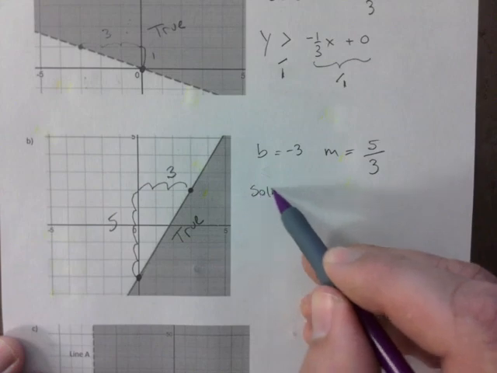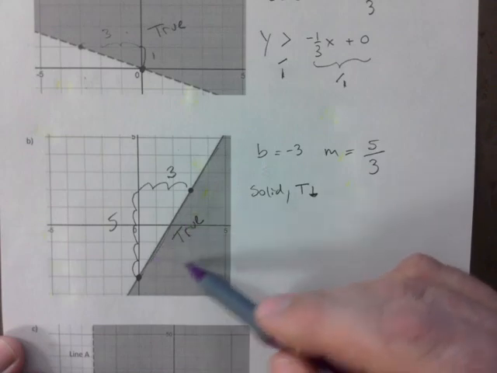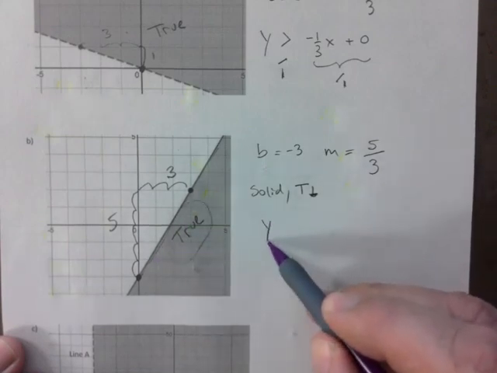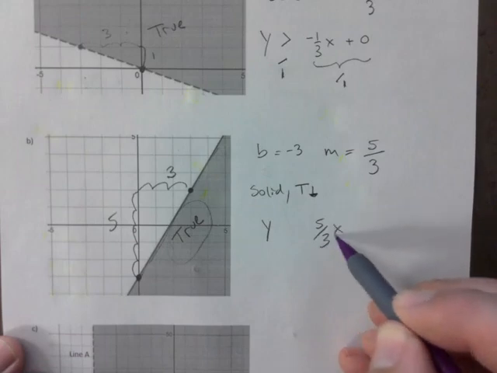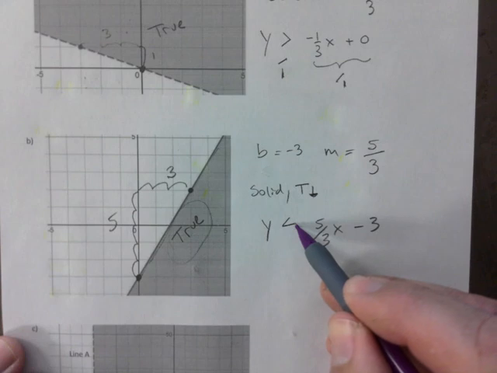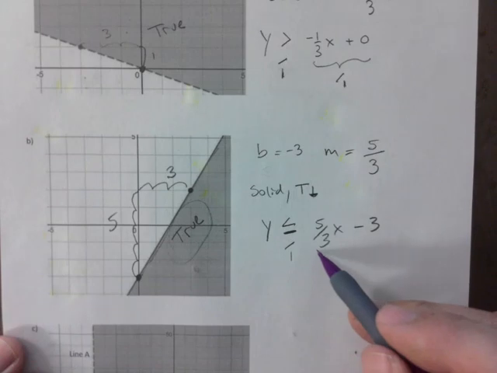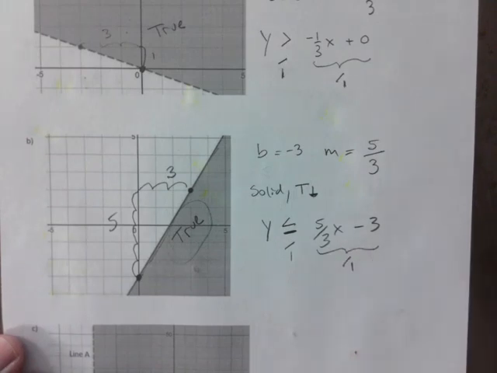This is a solid line. True region is below the line. If this is the line, the true region is below it. So now we can build it like that, and below, so that would be like this, and you have to have the equal sign there. So 1 mark for the inequality, 1 mark for the correct boundary line.